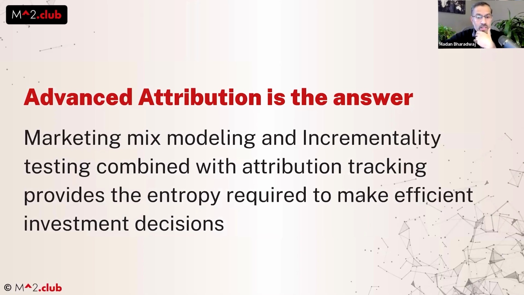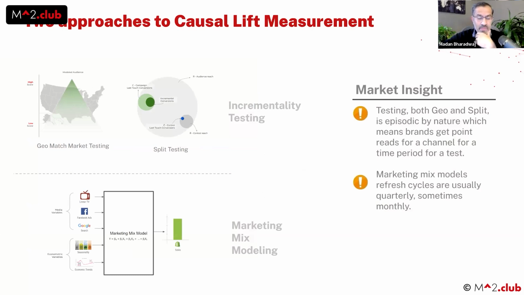Now, what are the two causal techniques in the industry that are proven to work? There are two families of techniques. One is called incrementality testing. One is called marketing mix modeling. Now, incrementality testing is the idea of using test and control methods, proven test and control methods.